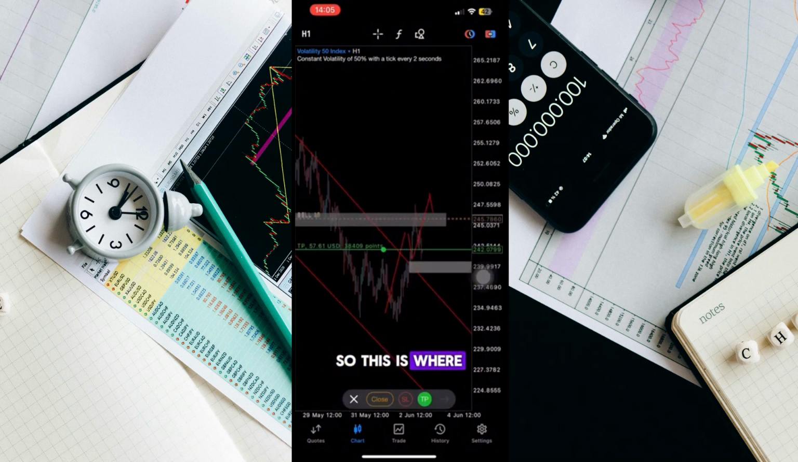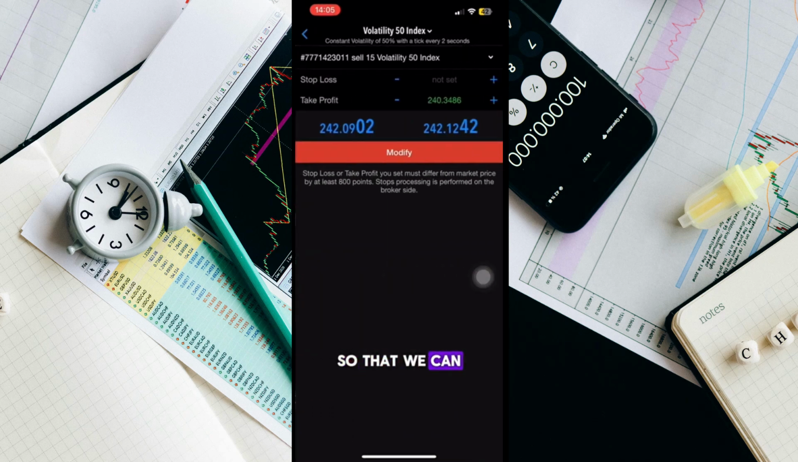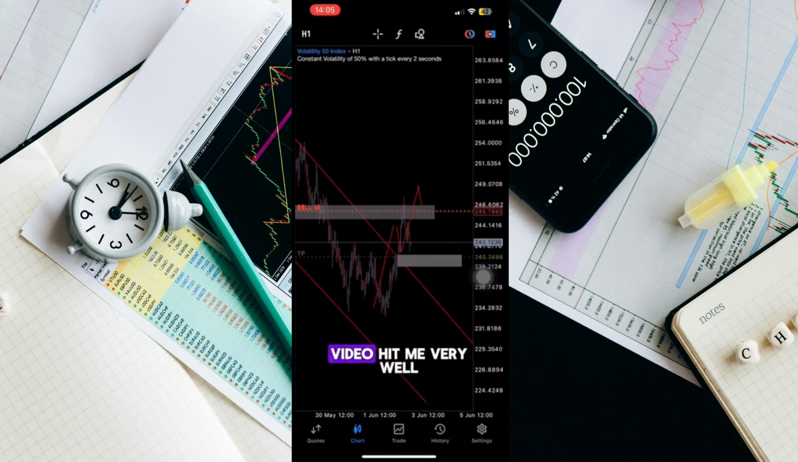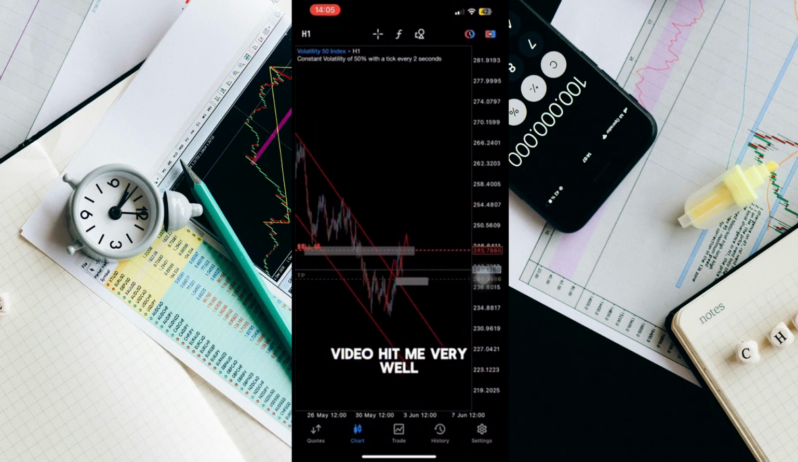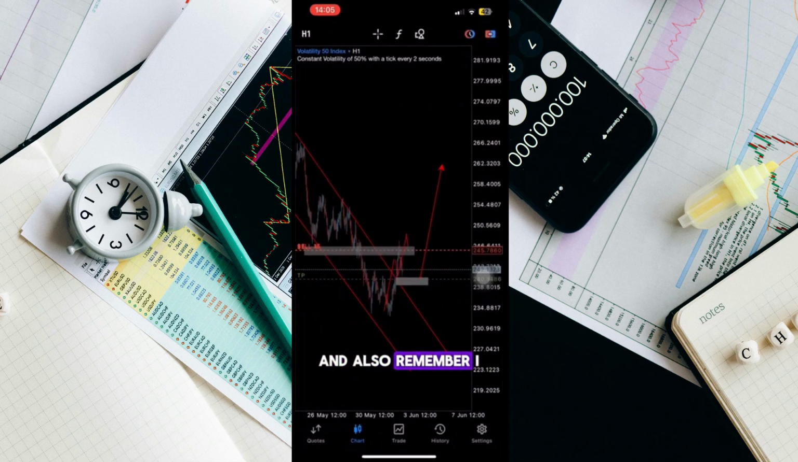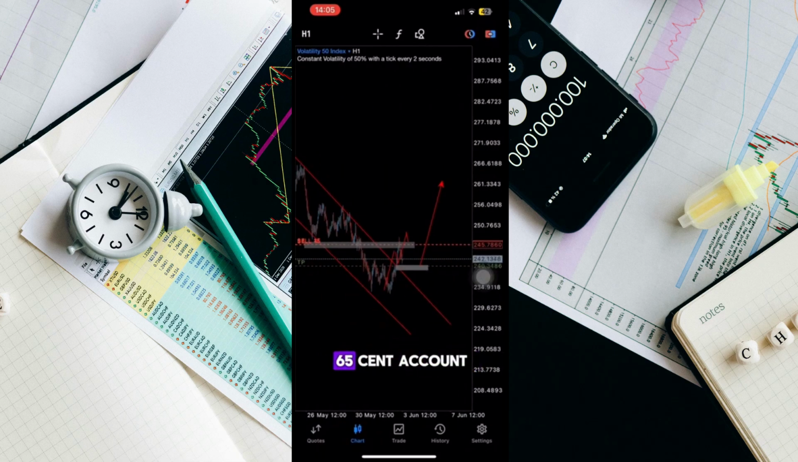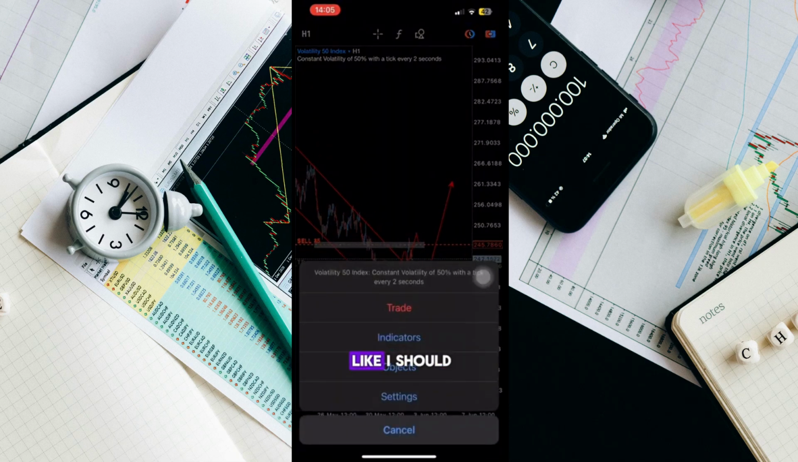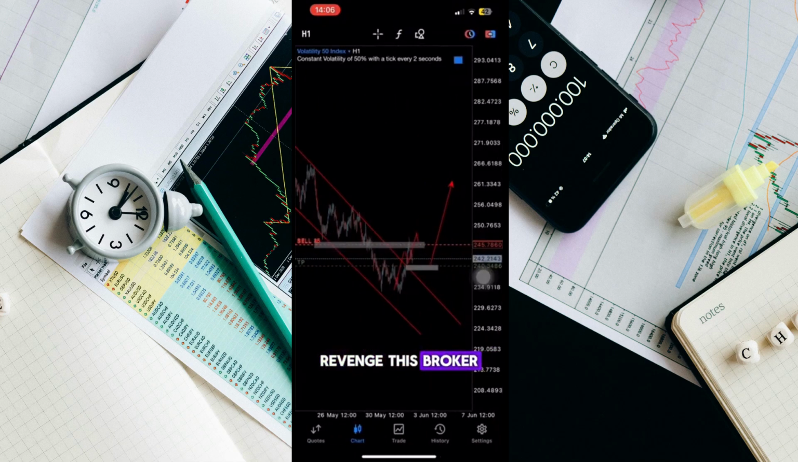So this is where we are going to put our take profit so that we can leave the market and then enter buys so that we can collect as much profit as we can get. Remember, in the last video, tariff hit me very well, so it means I have to maximize on this trade. And also remember, I have to trade that 65-cent account. I still have it because I really feel like I should revenge this broker.